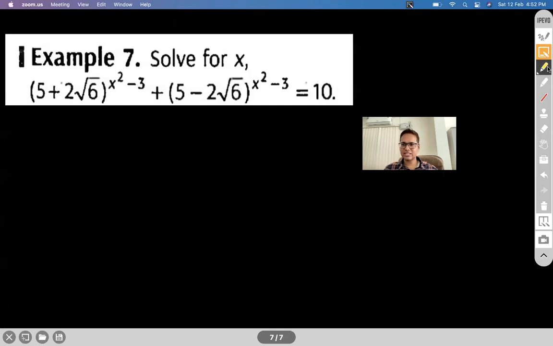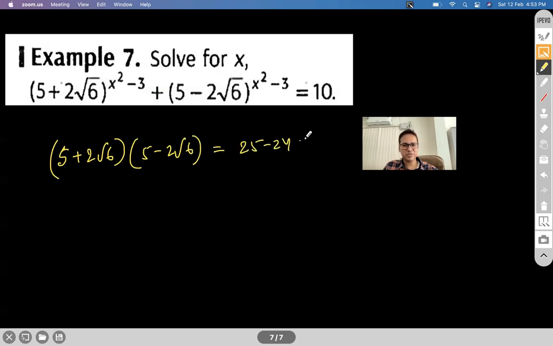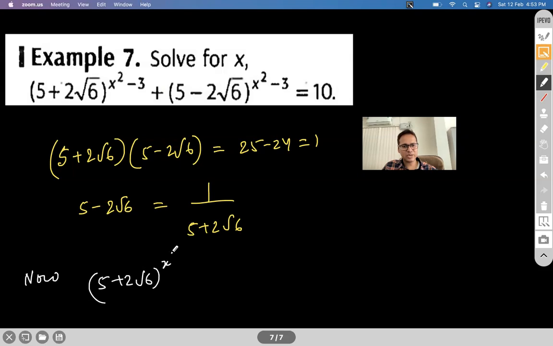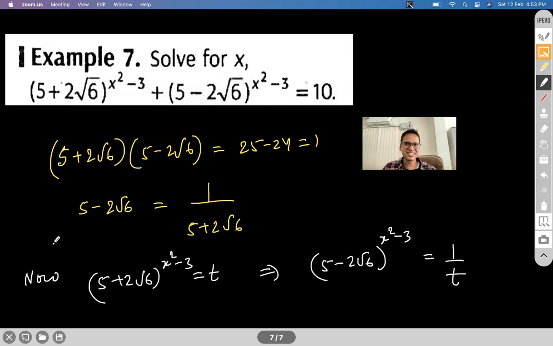Okay, are you sure, Vishal, Satyam, that this is the complete answer? So we all know that these two are rationalizing factors of each other, isn't it? Because this gives you 25 minus 24, which is 1, right? Clearly meaning that this guy is the reciprocal of this guy. Correct? Now, let's take 5 plus 2 root 6 to the power of x square minus 3 as t. So can I say 5 minus 2 root 6 to the power of x square minus 3 will be 1 by t? Right?